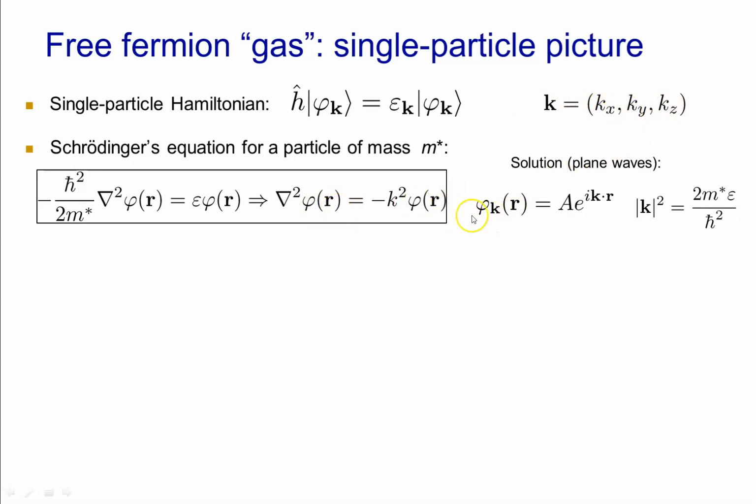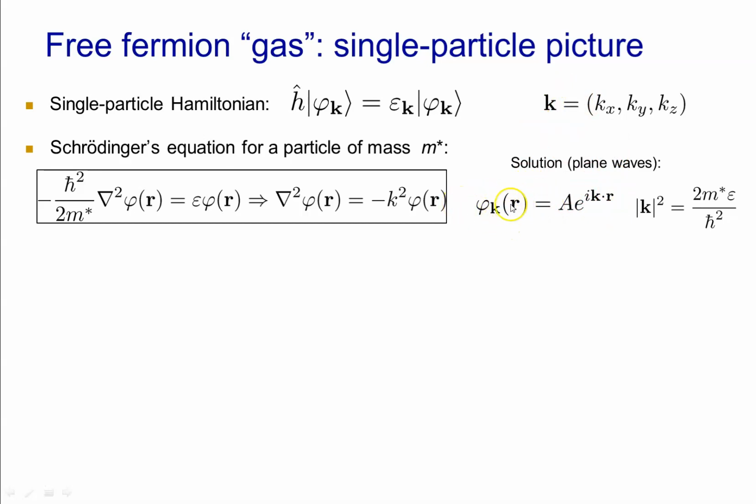Then we have three components for this k vector, kx, ky, kz. And then each of these states is labeled by k. So this is a good quantum number, right? So it is, and the momentum is just h bar k. So this is a good quantum number related to momentum.